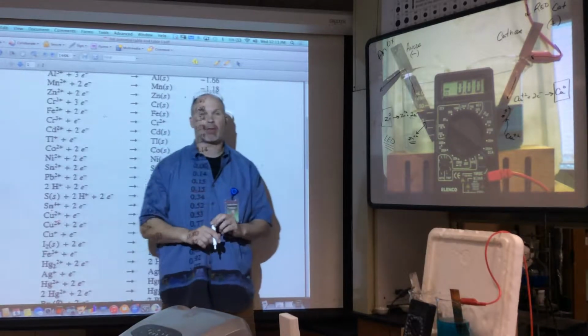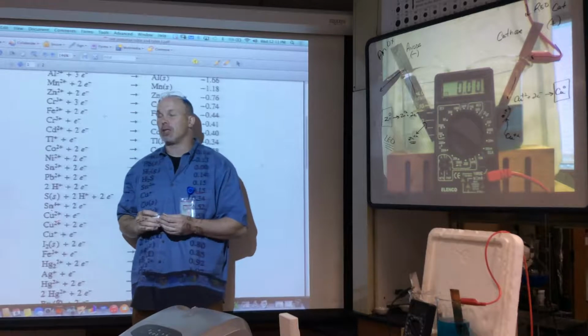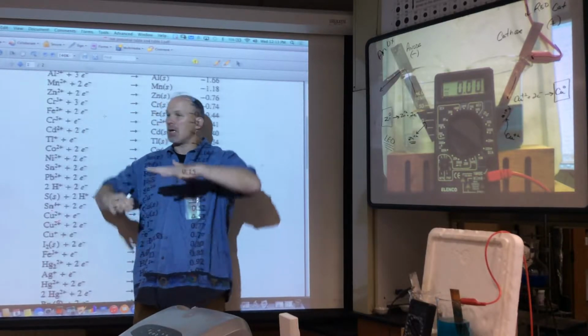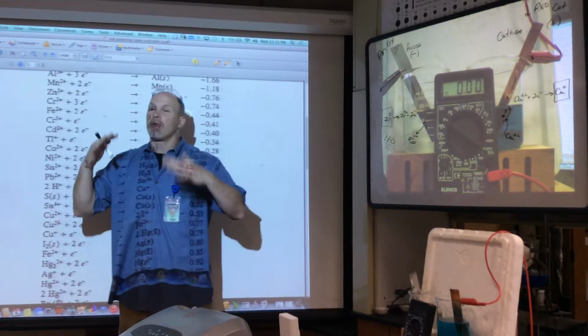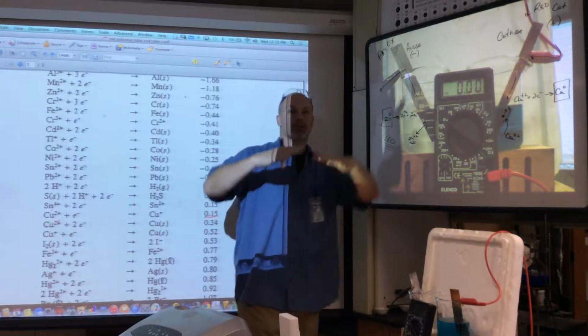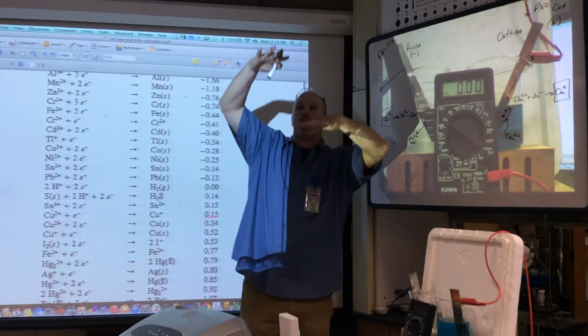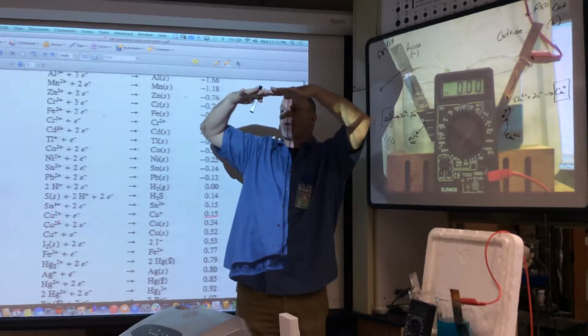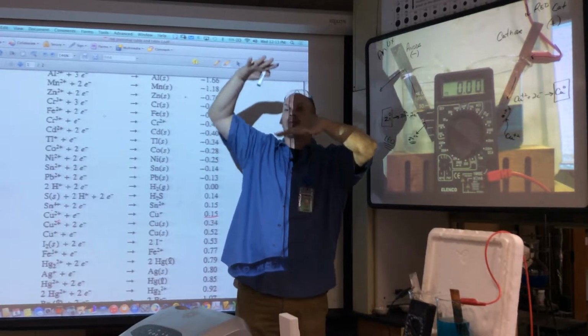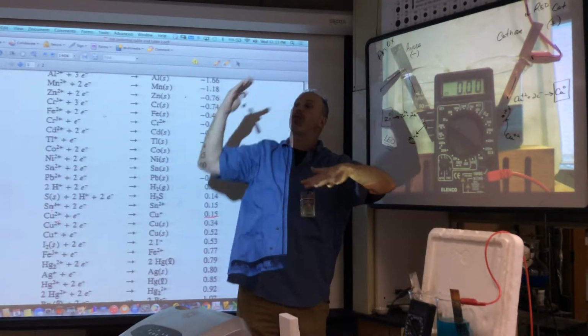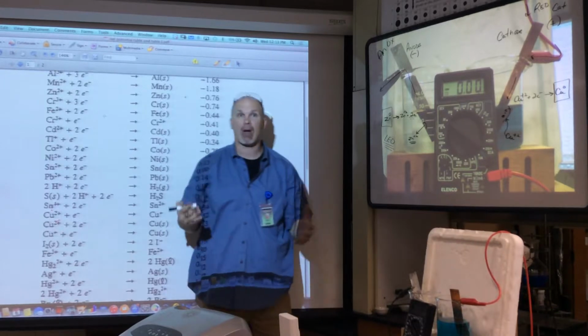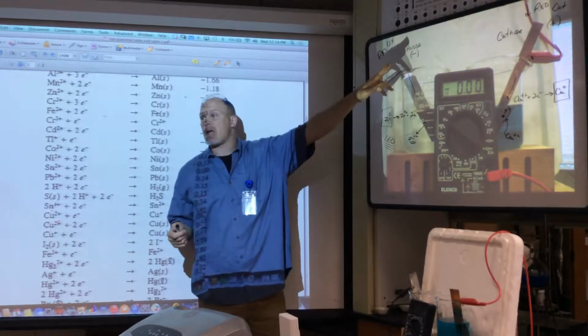Now, I want you to think of this. I told you a voltage represents a potential difference. It's a force. Think again of my analogy in terms of a waterfall. The higher the waterfall, the greater the distance between the top of the river and the bottom of the waterfall, the greater the force of the water because of gravity. Well, that works the same way.